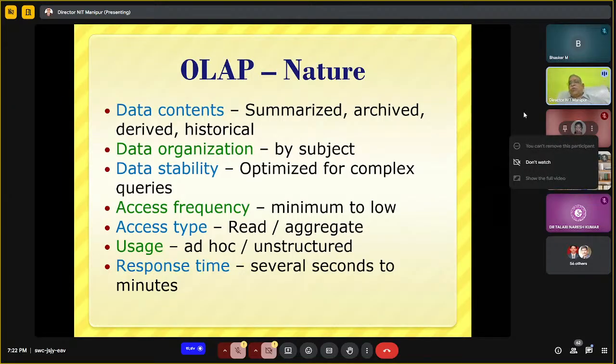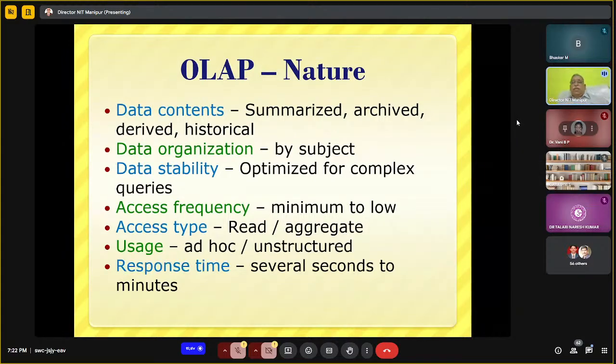So OLAP can be compared from different perspectives. From the nature perspective, how it looks like, the different parameters are shown here. In the textbook, this information is given in four to six pages, but I combined and consolidated everything into a simple, concise representation without using too much terminology.